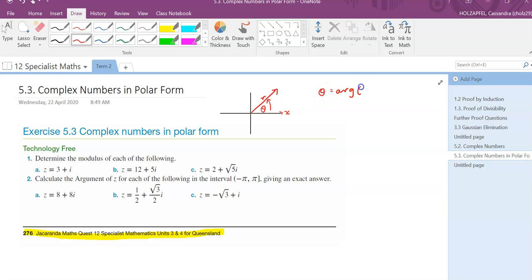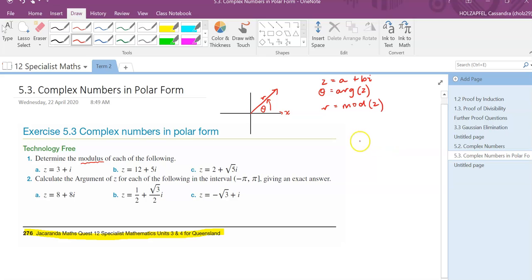Sometimes it's called the argument of z, where z is a complex number. So if I write that, z equals a plus bi, the argument of z would be the angle that is made by this particular complex number on an Argand plane. And this length of this line is called the modulus. You might hear this referred to as mod z. I think your textbook calls it mod z. If I was talking about the modulus of z, I'm talking about the length of this particular vector on the Argand plane. So this first part is asking us to find the modulus of each of the following.